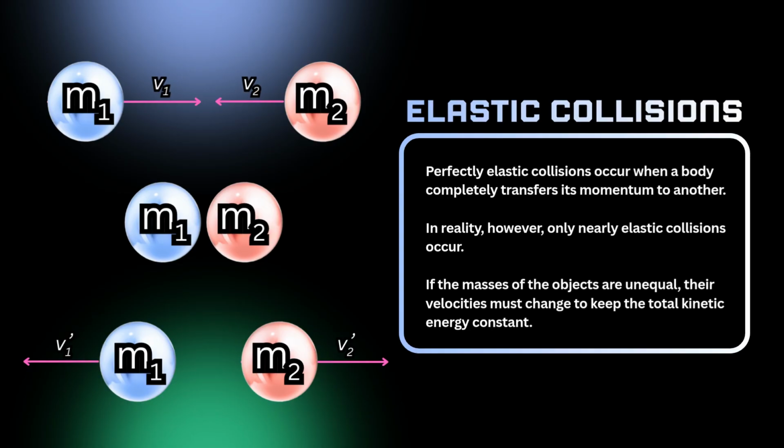Let's start by understanding what perfectly elastic collisions entail. In an ideal situation, a perfectly elastic collision allows one body to completely transfer its momentum to another. However, in the real world, we typically encounter nearly elastic collisions. This means that while the principles of momentum transfer are still in play, not all energy is perfectly conserved due to external factors.